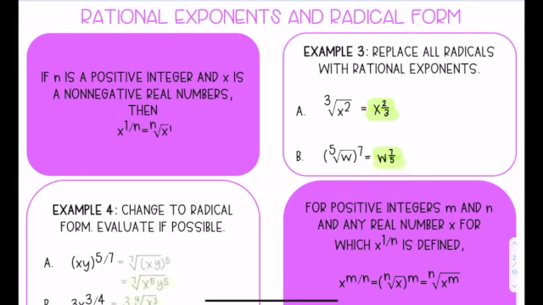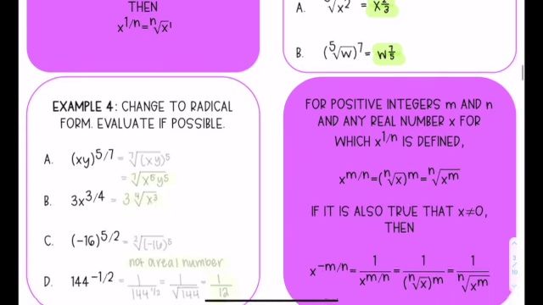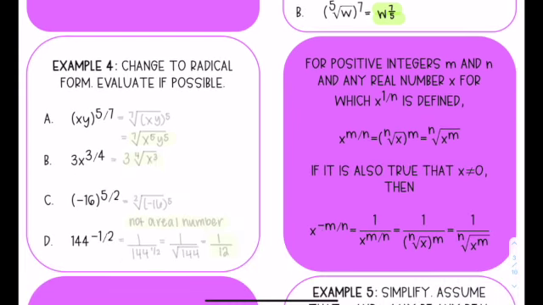For positive integers m and n, and any real number x for which x raised to the 1 over n is defined, we have x to the m over n is equal to the nth root of x raised to the m, or the nth root of x to the m. If it is also true that x does not equal 0, then we can have x raised to the negative m over n, which just flips it to the bottom of our fraction, and then the rule still applies that we just defined above.